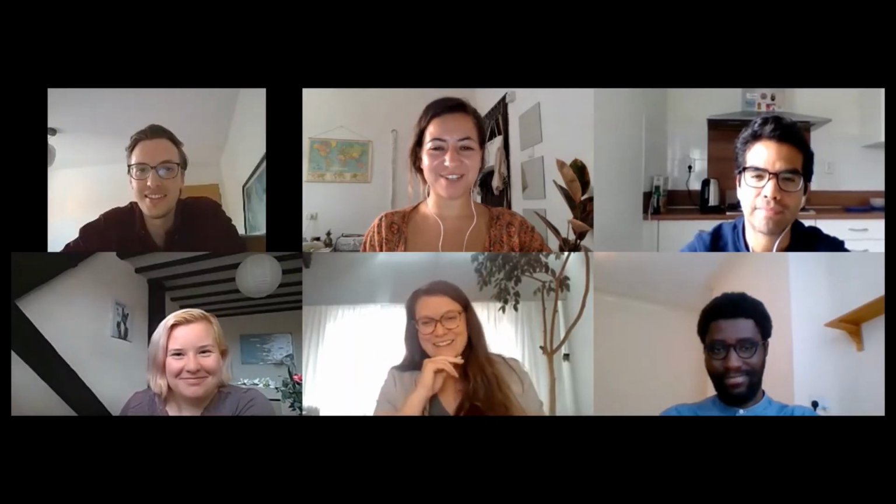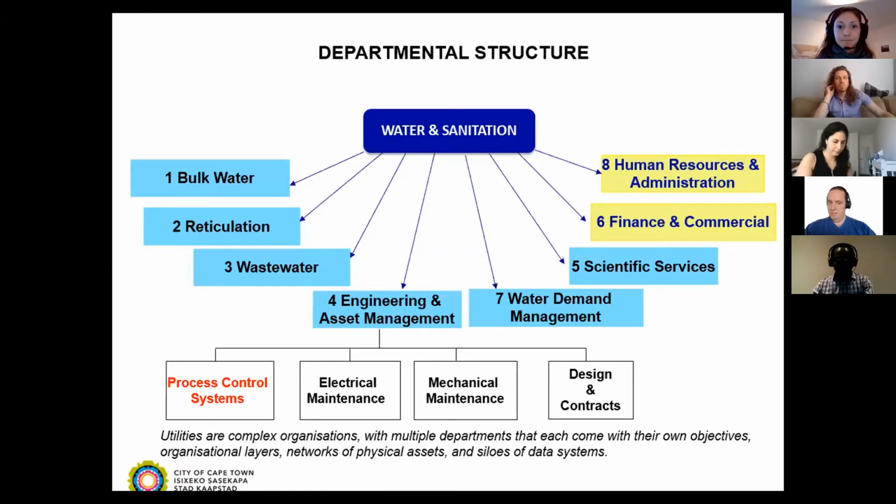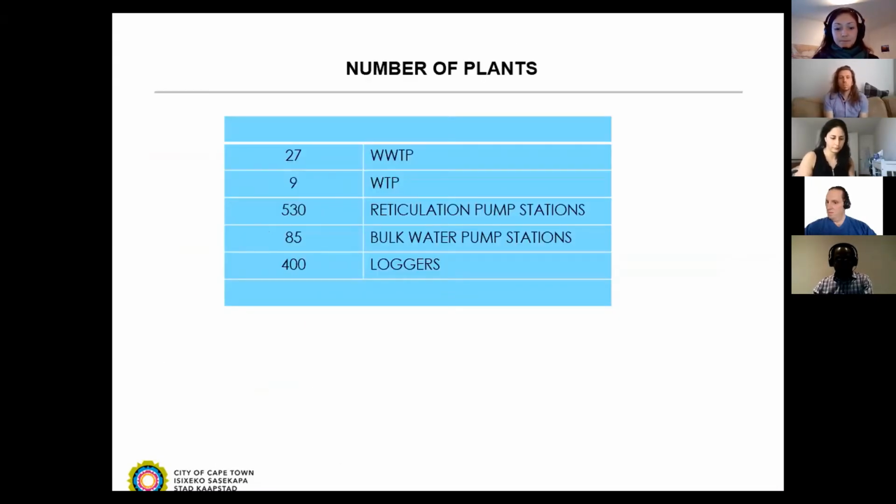I'd be happy to. Control systems, where we are basically servicing all the other departments that you see in blue: bulk water, reticulation, wastewater, and so on. You can see we are quite a large group. In terms of the number of plants that we service, we've got 27 wastewater treatment plants, 9 water treatment plants, 530 reticulation pump stations. Some people call them distribution pump stations. And then 85 on the bulk water side. And then we've got various loggers within the distribution network.